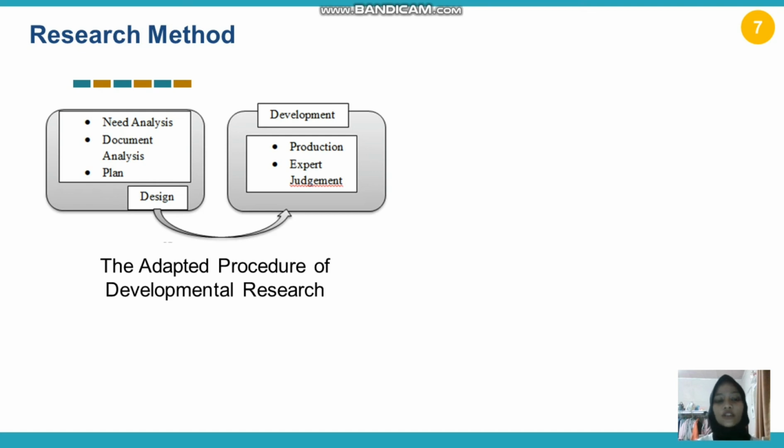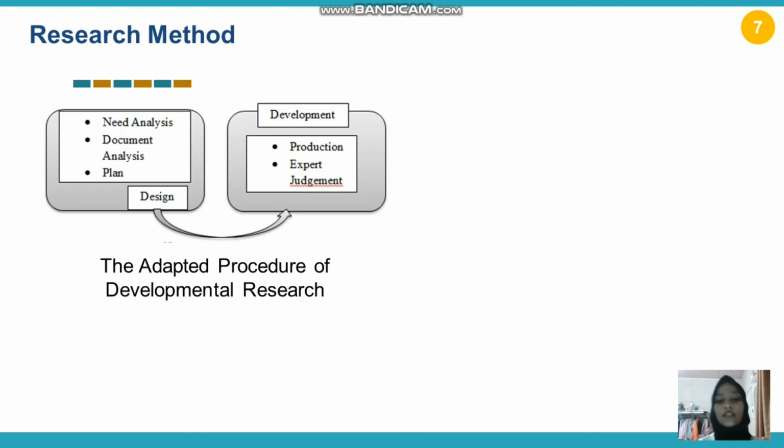After planning and getting the data for the flashcard, we continue to the second step, which is development, in the production. In here, we continue to the realization of the planning in the design phase. After we are done with the production, we continue to the expert judgment in order to get the evaluation from the experts, which are the media expert and also the content expert.